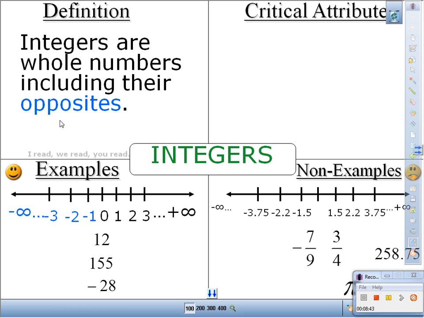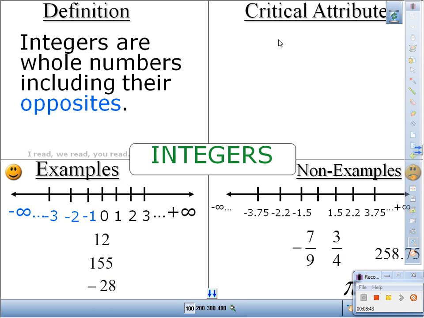everyone, opposites. That is correct. However, if you wanted to put it in simple words for somebody that's looking at these, why are these not integers? Look at it. Because these are what? These are decimals and fractions. That is correct. That's the simplest way that we can put it. Okay. Now, what goes here in the critical attributes?